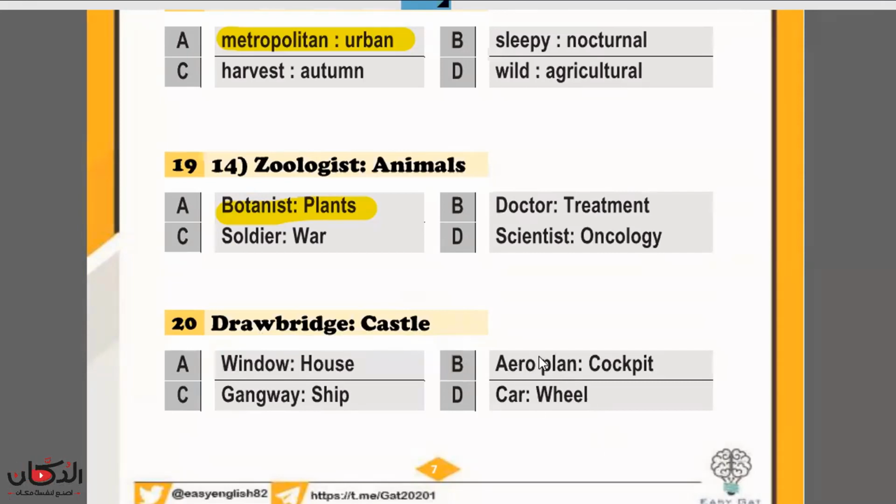Sorry, there is a mistake in spelling. No problem. Now we are on number 20.